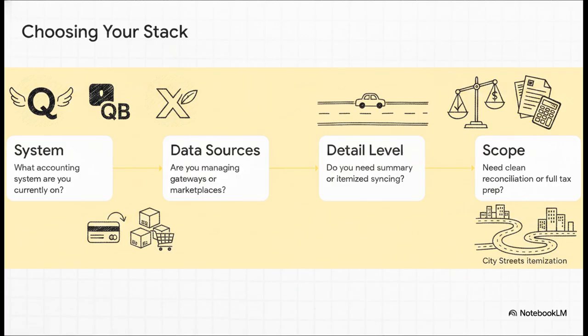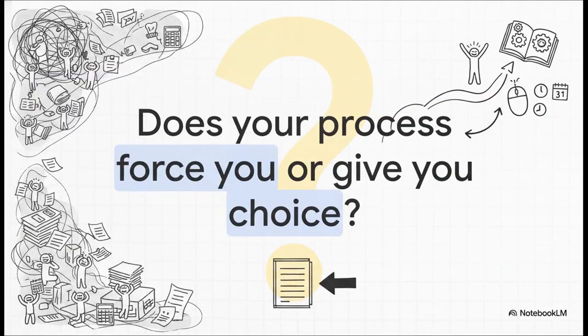Third, how much detail do you actually need? Like we talked about, do you want the highway summary or the city streets itemization? And fourth, what is your operational scope? Do you just need clean reconciliation or do you need full-blown inventory and sales tax management? Answering those 4 questions will guide you directly to the automation tool that actually fits your business.